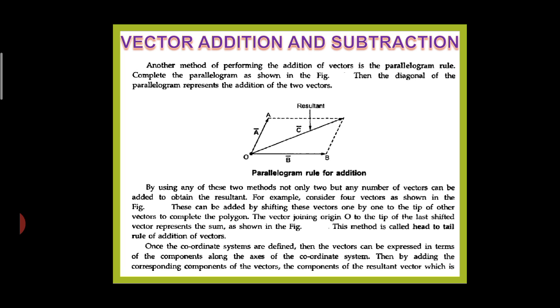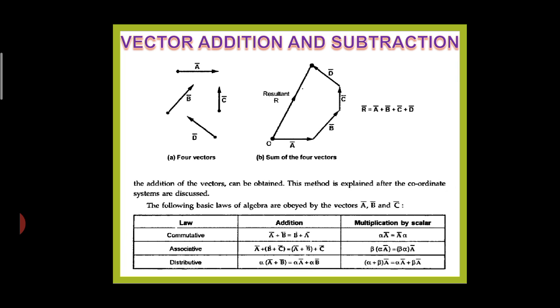Once the coordinate systems are defined, the vectors can be expressed in terms of the components along the axes of the coordinate systems. Then by adding the corresponding components of the vectors, the components of the resultant vector, which is the addition of the vectors, can be obtained. This method is explained after the coordinate systems are discussed.